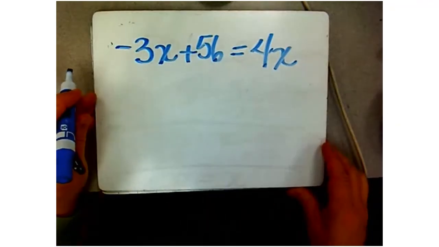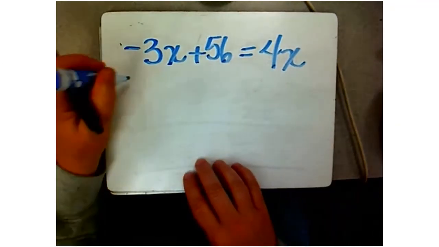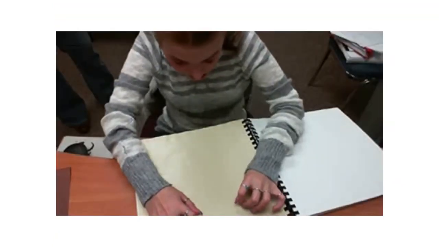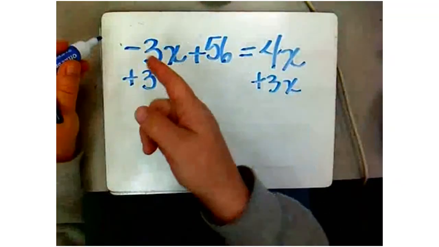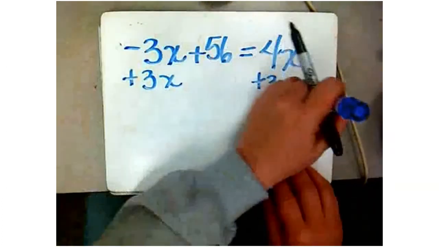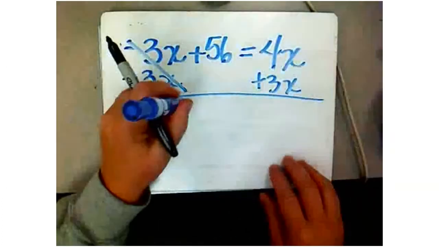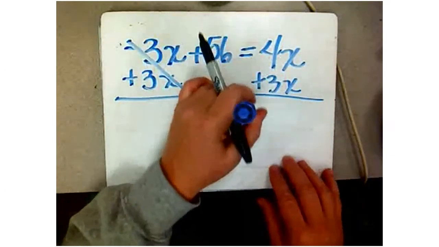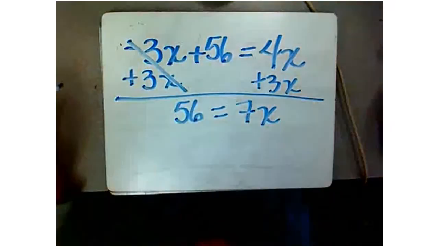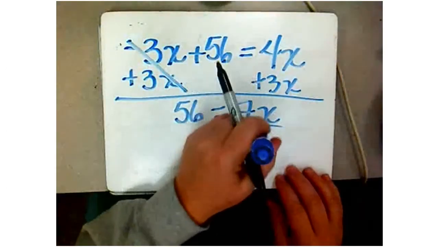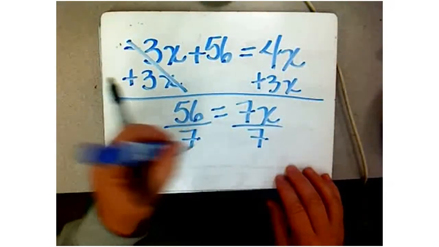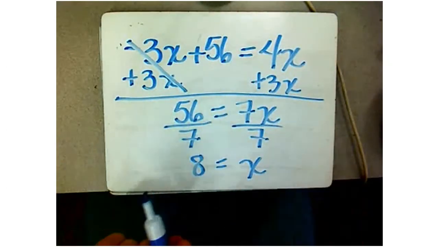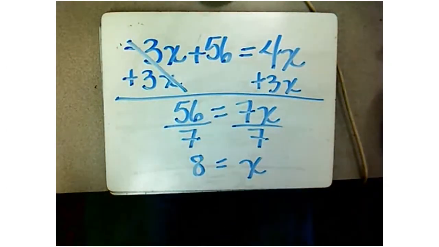What would we like to do with that? I would get rid of the negative. Add 3x. Yeah, we got a negative 3x, so we want to add 3x to both sides. So we end up with 56 on the left side equals 4x plus 3x, which is 7x. Now we're just going to use our division property of equality. Divide by 7 on both sides, and x equals 8. Okay? So piece of cake.